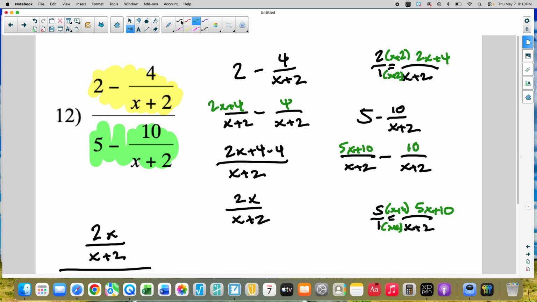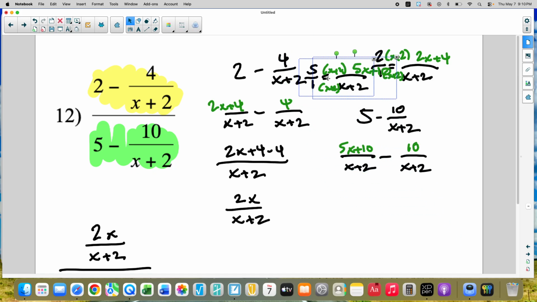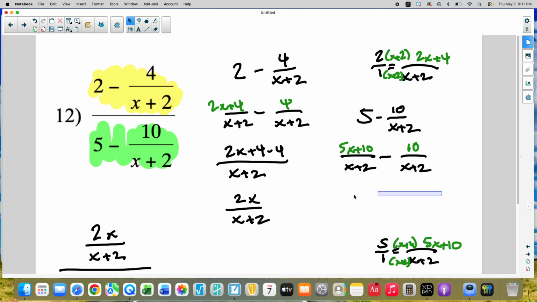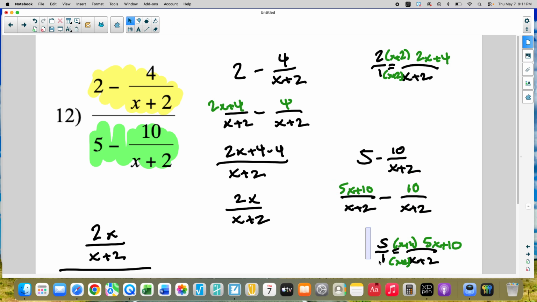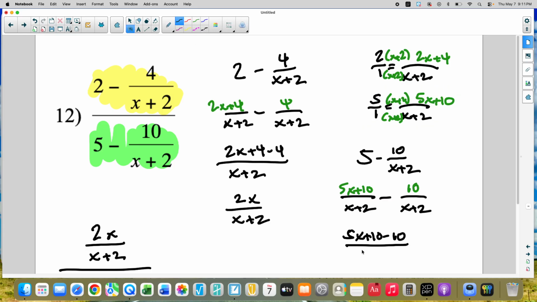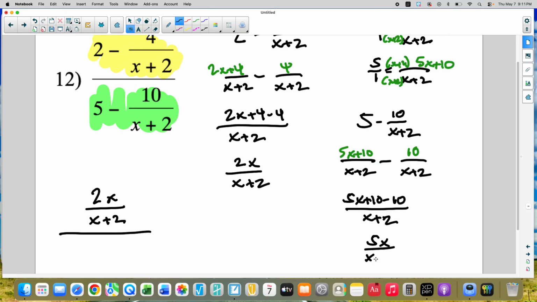And then let's move that. That is kind of in the way. Let's move this down a little bit. Let's move this over a little bit. There we go. All right. So this gives us 5x plus 10 minus 10 over x plus 2, which simplifies to 5x over x plus 2. That's here, 5x over x plus 2.